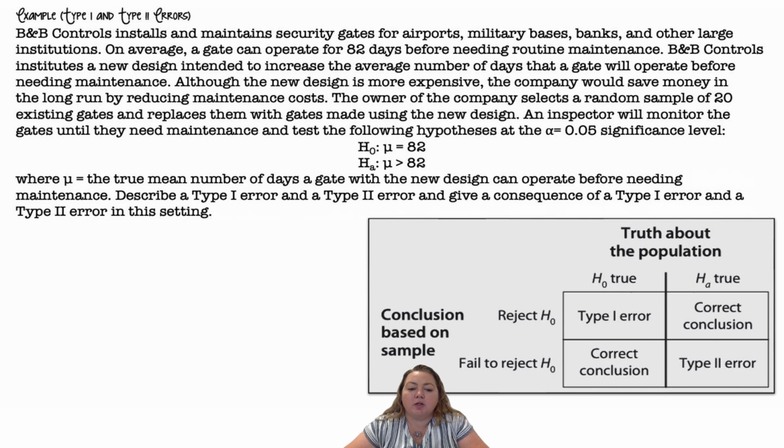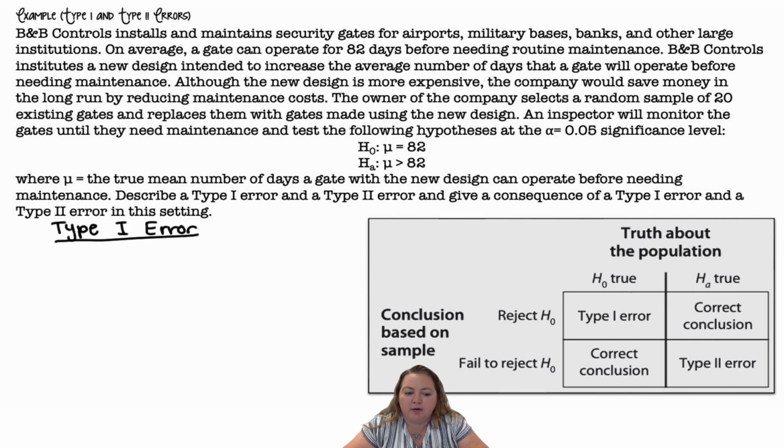An inspector will monitor the gates until they need maintenance and test the following hypothesis at an alpha of 0.05 significance level. So the null hypothesis is that mu equals 82. The alternative is that mu is greater than 82, where mu is the true mean number of days the gate with the new design can operate before needing maintenance. Describe a type 1 and type 2 error and give consequences of a type 1 and type 2 error. So I'm going to keep type 1 to the left side, and type 2 to the right side in your space on your paper.